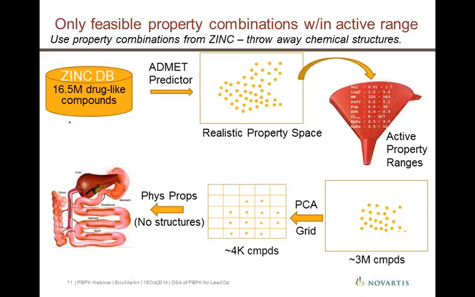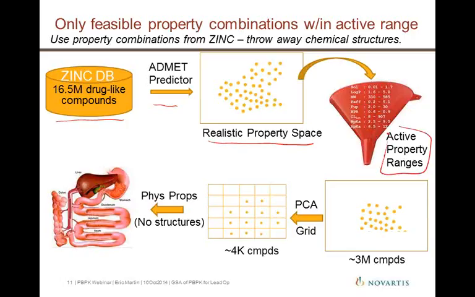The approach we took was to start with the ZINC database. This is a public domain database of 16.5 million drug-like compounds, that is, compounds that fit Lipinski-type rules. And then we used ADMET Predictor to predict the GastroPlus inputs for all 16.5 million compounds. And that then gives us this realistic property space, or at least a sampling of this realistic property space, because it won't include any chemically meaningless combinations.